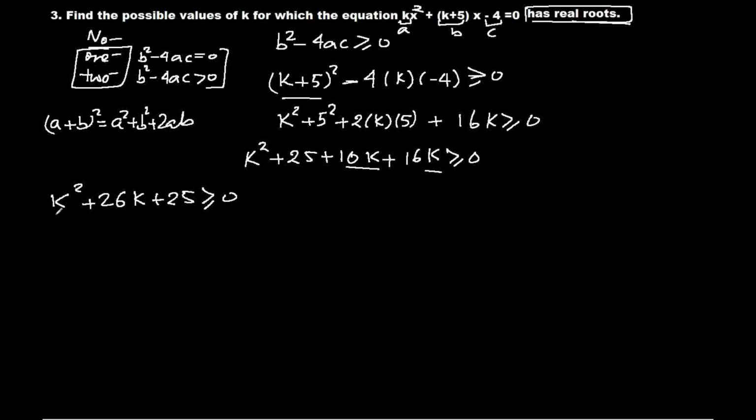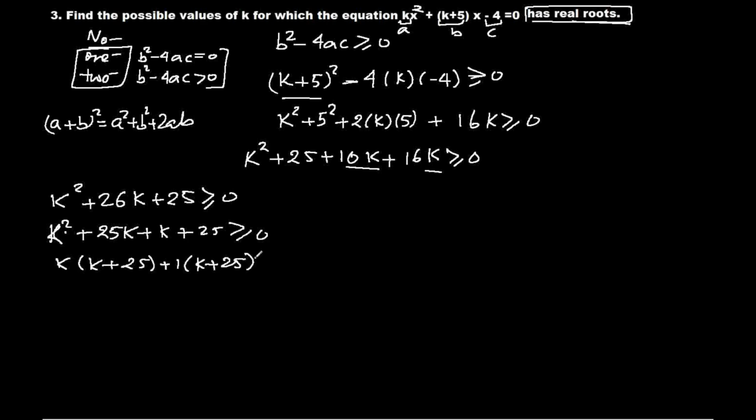So now, since this is a quadratic expression on the left side, let's factor this to find roots. And I will do what? I will write 26k as 25k plus k, then plus 25, greater than or equal to 0. Factor this: k times (k plus 25) plus 1 times (k plus 25). Alright, so the two factors we get are (k plus 1) and (k plus 25).